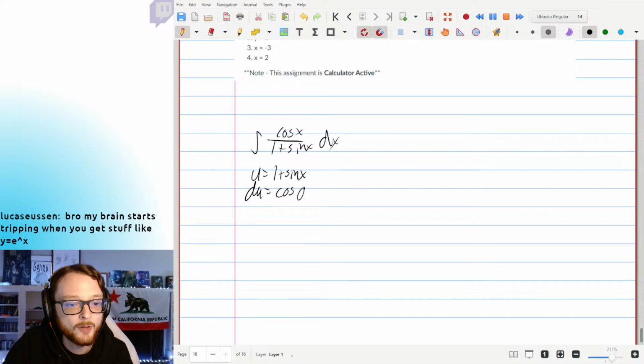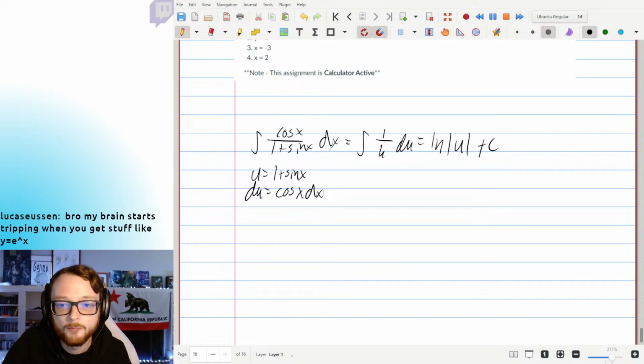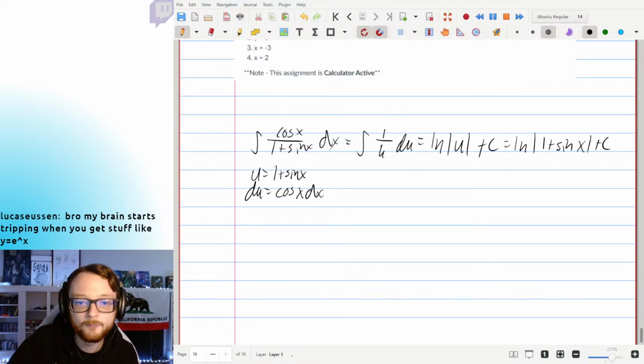So du is cosine x dx. So this cosine cancels with that cosine, and we get 1 over u du. This integrates to ln absolute value of u plus c, and then we unsub. So it's ln absolute value of 1 plus sine x plus c is the answer, Alex.